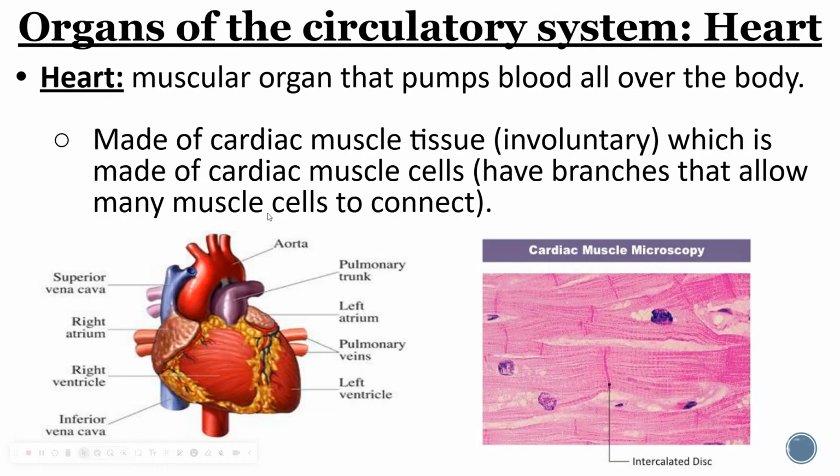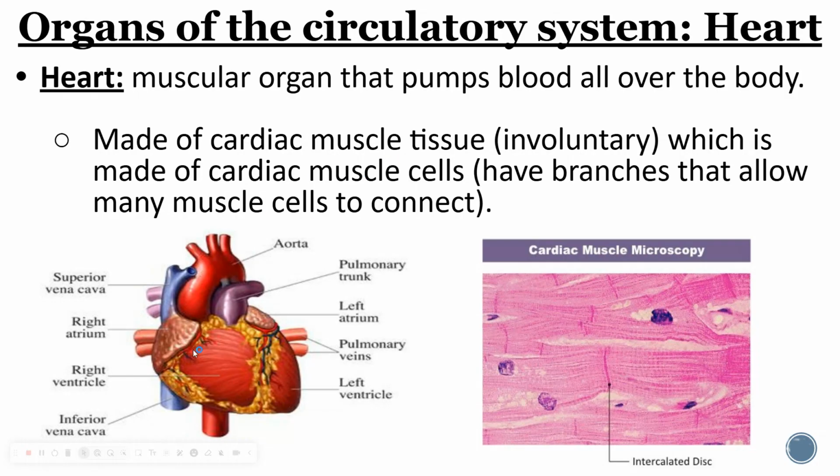So we'll start by describing the major components, focusing on the heart. The heart is a muscular organ, and it basically squeezes blood so it can pump the blood all over the body. It has cardiac muscle tissue in it, which is involuntary. That's why you don't have to think about pumping your heart. It will do it by itself without you thinking about it.